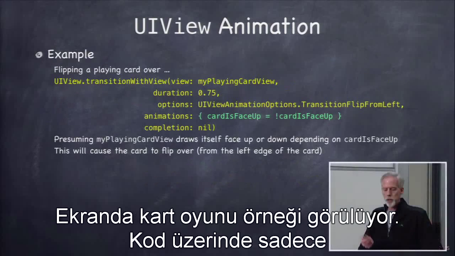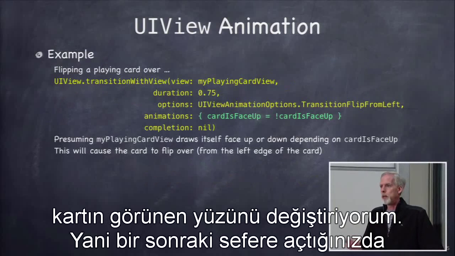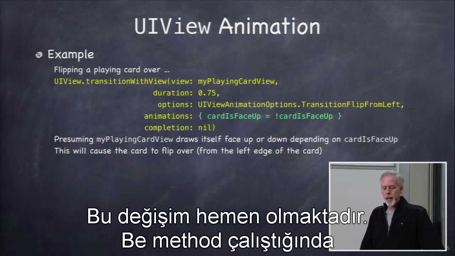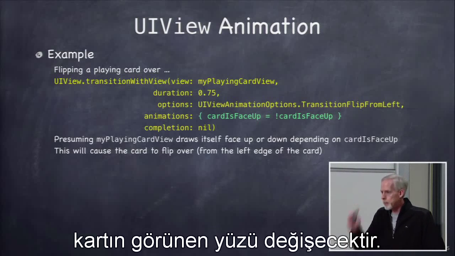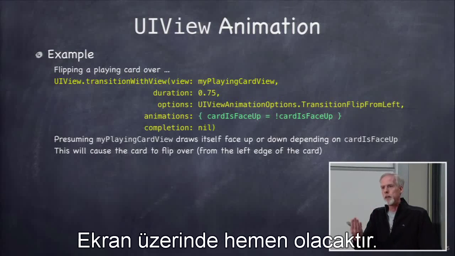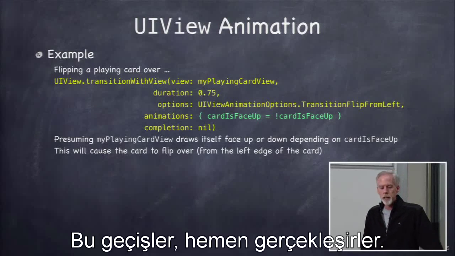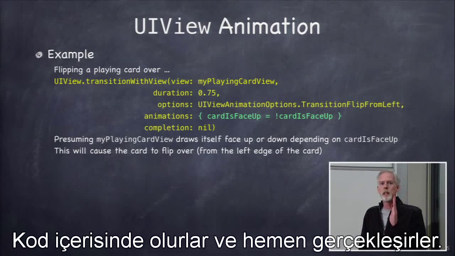You can see in the closure, I'm just changing the card to be face up. And so the next time it draws, it's going to draw differently. And again, this happens immediately. That card is face up equals not card is face up happens instantly as soon as I call this method. It's just that over time on screen it will happen. But it happened immediately right there. If the next line I say if card is face up, it's going to be the changed value. These transition with view methods, like animate with duration, return immediately. They do what's in the closure and return immediately.